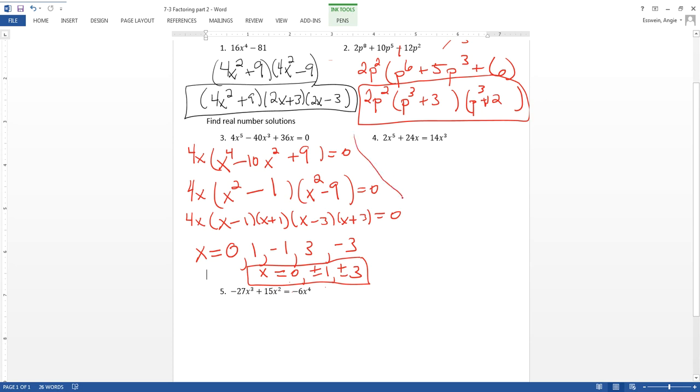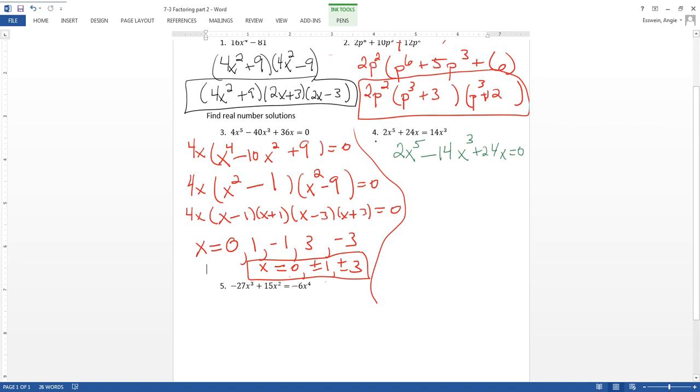Okay, here we are, number 4. Let's pull up a different color here. Okay, so the first thing we have to do is get this equal to 0. That is the very first thing we need to do, and put it in standard form, which means descending degrees. So minus that, plus 24x equals 0. Okay, and then we always look for the GCF first, which is 2x.